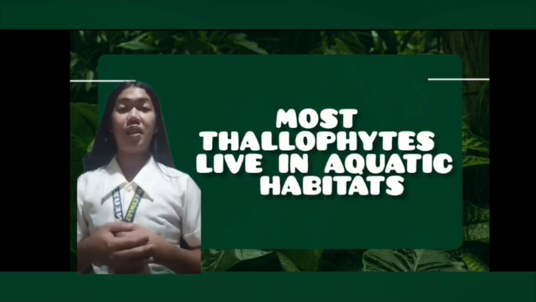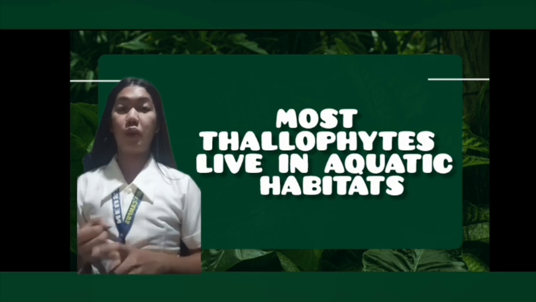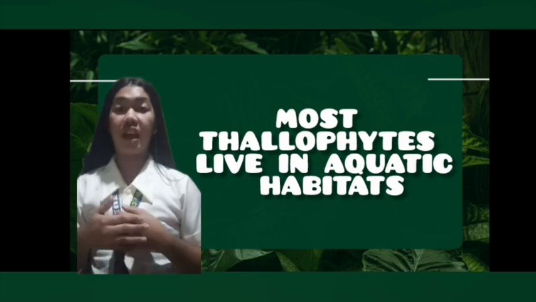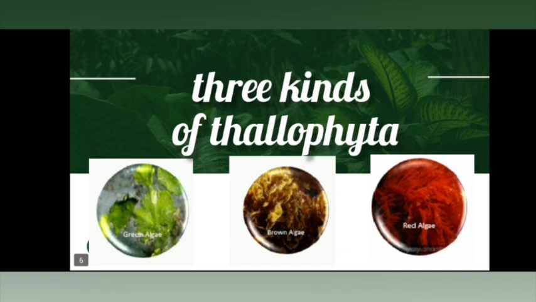Most thallophytes live in aquatic habitats, like freshwater and marine, or in moist places like soils and rocks, or even symbiotically inside animals like corals and sponges. So now class, let us proceed to the three kinds of thallophyta: the green algae, brown algae, and red algae. Thallophyta is classified based on their pigments, food storage, and cell wall composition.